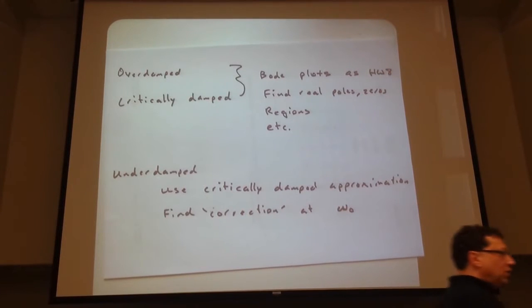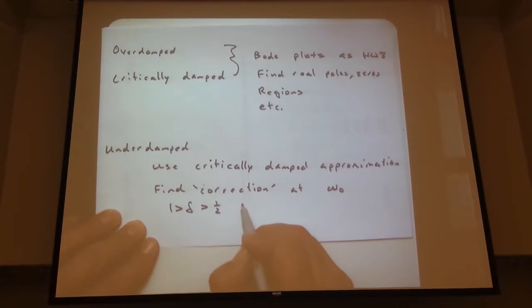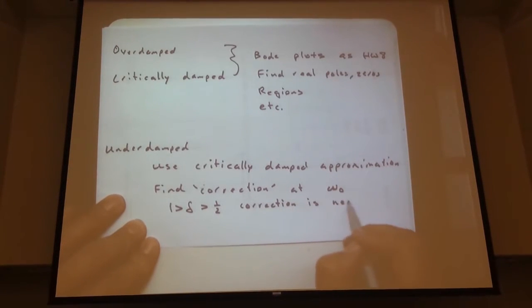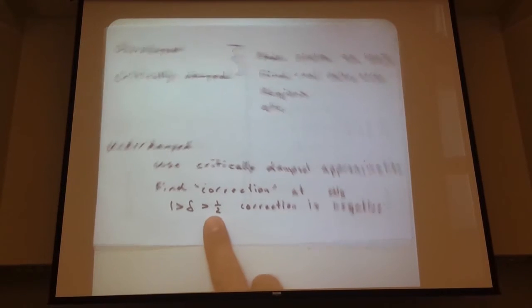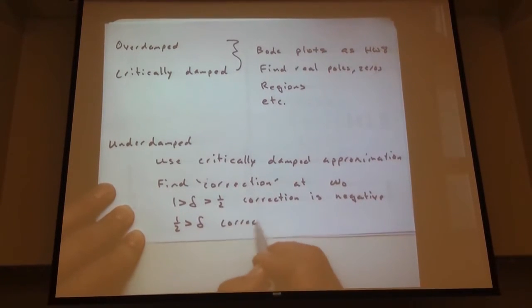For a damping ratio of 1/2 or larger, and less than 1 for completeness, since this is underdamped, correction is still negative. And that's what we saw. That was our damping ratio of 1/2, which being 0, just greater than 1/2 would be slightly negative. And then below 1/2, correction is positive.